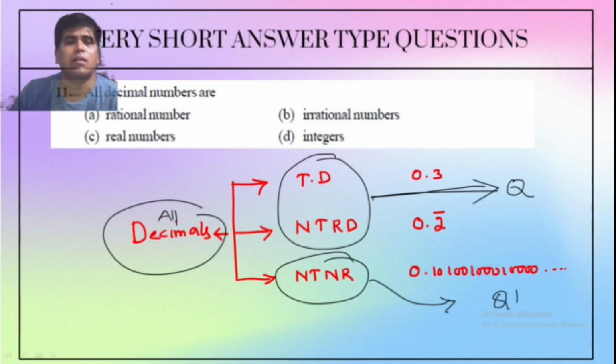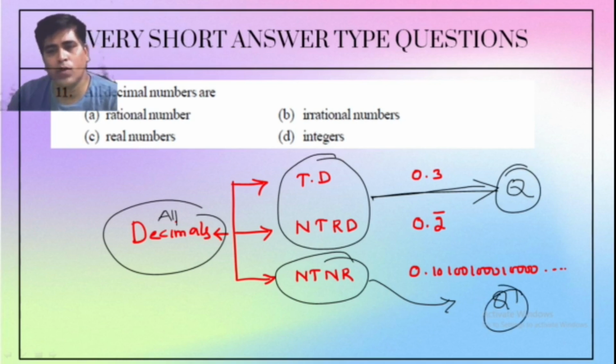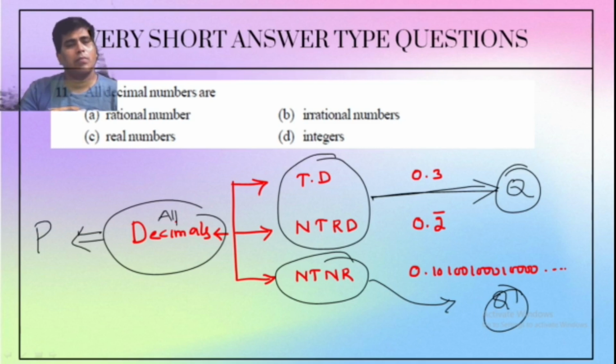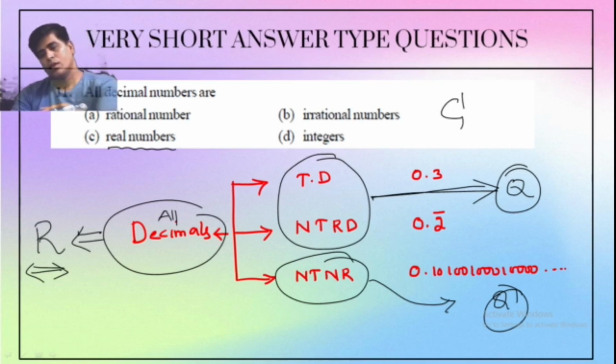So this is the combination of Q and Q dash. What is the combination of rational numbers and irrational numbers? That is nothing but real numbers. Real numbers is the combination of rationals and irrationals. So in real numbers, we have all types of decimals: terminating, non-terminating repeating, and neither terminating nor recurring decimals. So here your option is real numbers. C is the right option. I hope you understood.